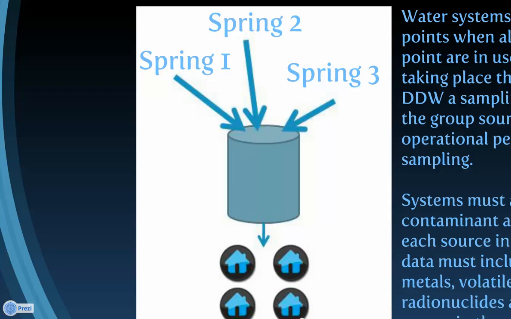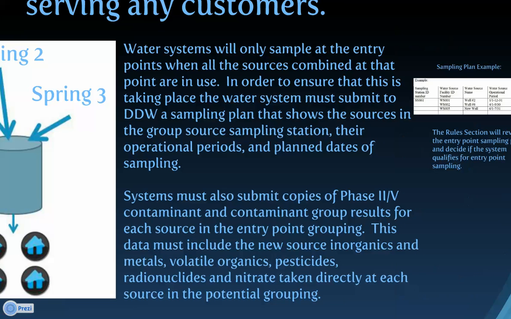The water systems can only sample when all the sources that are combining are in use, so they all need to be active at the time that the samples are taken. And in order to make sure that this is taking place, we want the water system to submit to the Division of Drinking Water. Now, this is the new part, the new policy. Submit to the Division of Drinking Water a sampling plan.